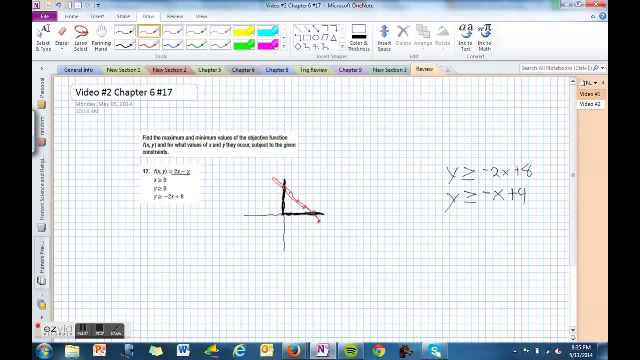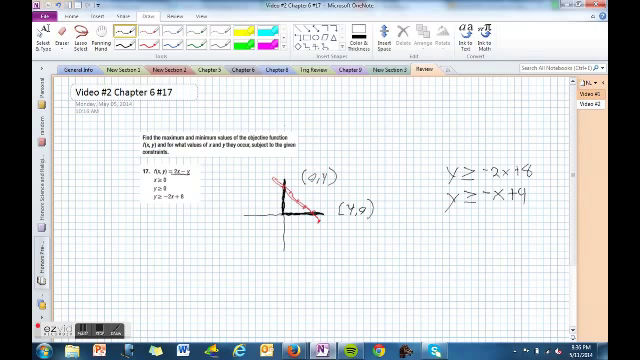Okay, so now we have to figure out where the lines are intersecting each other. And from this we can see that the points that are intersecting are at 0, 4 on the y-axis, and it is also at 4, 0 on the x-axis. So this problem isn't done yet. We have to figure out what the maximum and minimum values are.